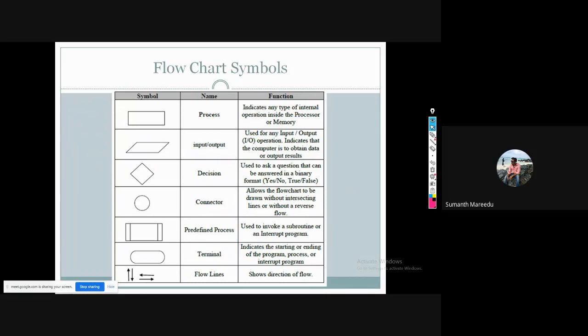Okay. And next is the rhombus symbol. The purpose of this rhombus symbol is to make any decisions in the program. To make any decision. We'll come across some decision making statements. Yes, already in the previous algorithms, we came across some decisions.